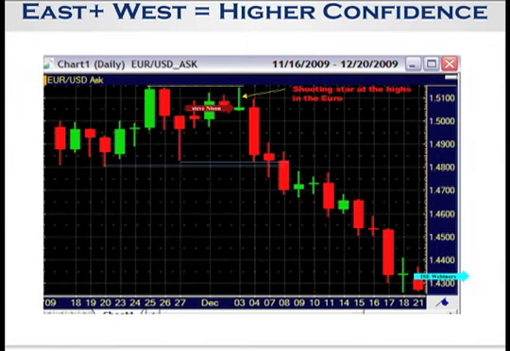So the answer to that, Josh, is there's really no way to gauge, using a candlestick in isolation, to say, okay, your shooting star is 50% effective, because you should never use candles by themselves.